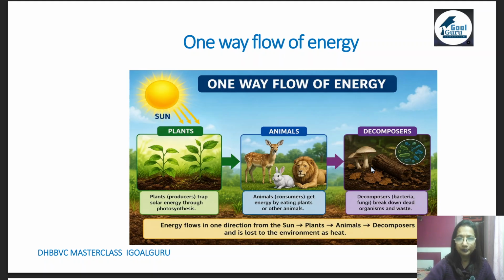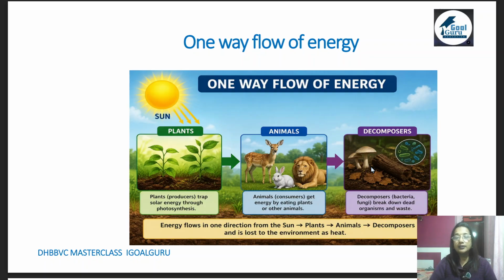So now, if you want a real life example, you know that the mobile battery drains. Once the battery is discharged, you cannot use the energy again. You have to recharge it. Similarly, every day the earth receives fresh energy from the sun. Without sunlight, life would stop.